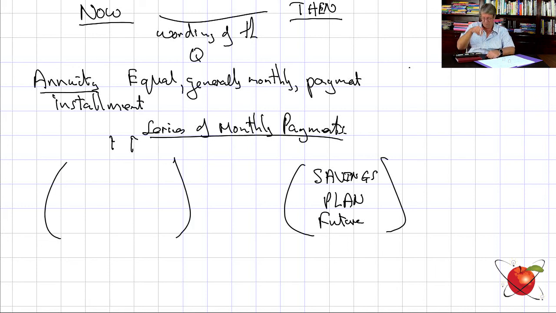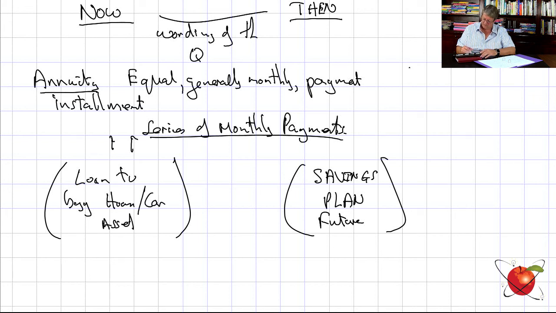The present value stuff generally would be a loan. Generally would be a loan to buy a house, car, or some other asset. Could also be a business loan, right? So when we're looking at loans and things, we're taking it now. This is the now. We're taking a loan now. The future is something that we are looking at.